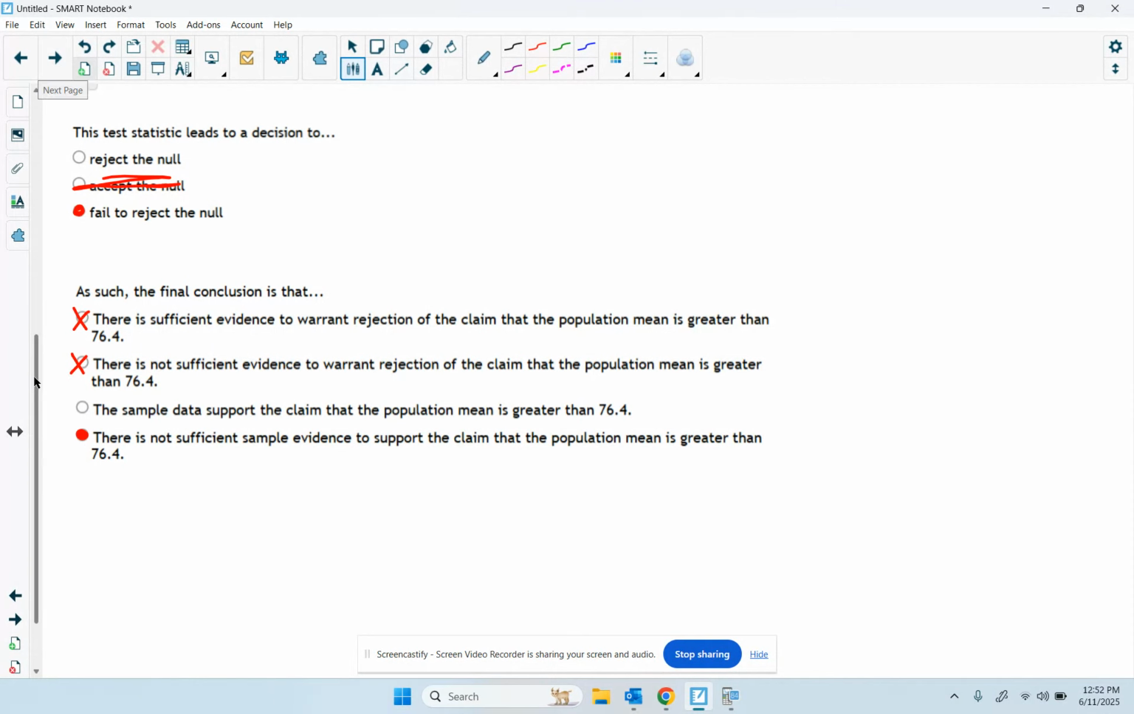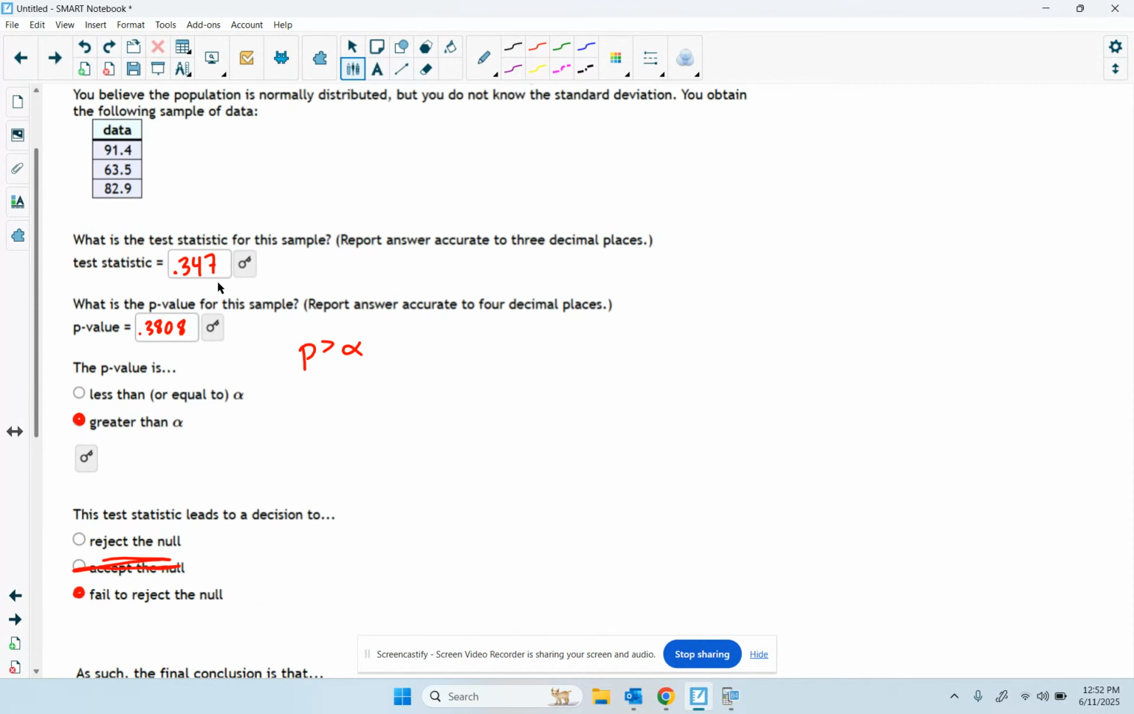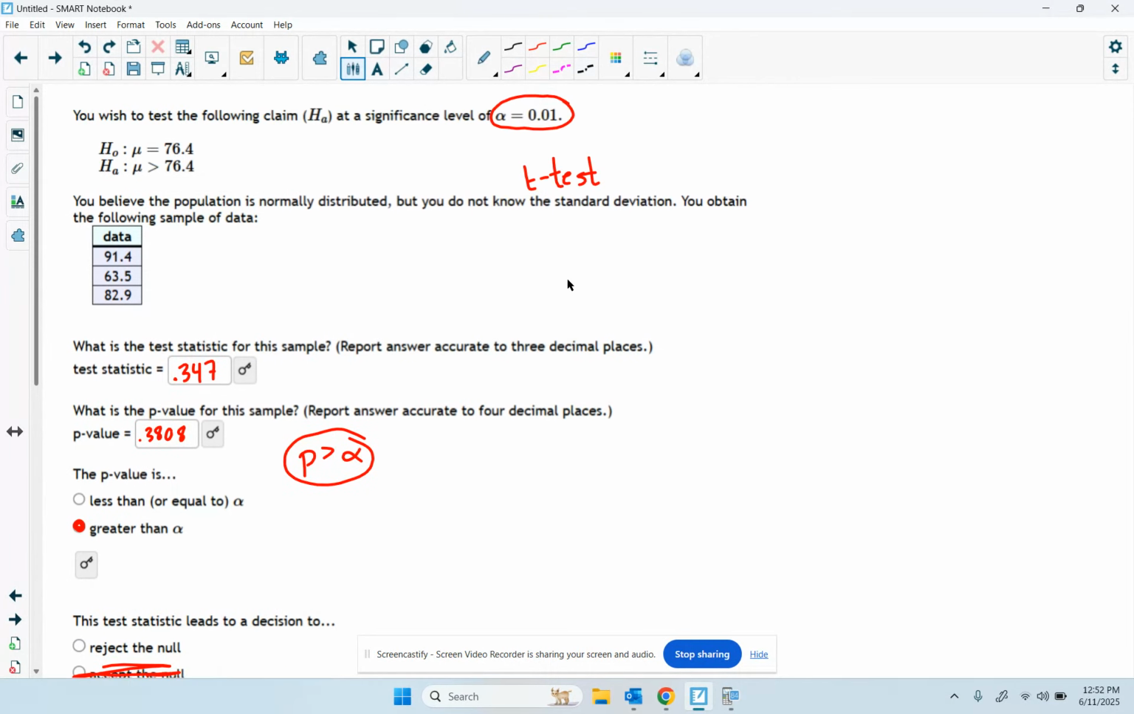And that's really all it comes down to, is just calculating your test statistic, your p-value, comparing your p-value to alpha. Usually alpha will be given. If alpha is not given, then it's implied that alpha equals 0.05. Unless it says otherwise, we assume this. Always write your conclusion in terms of the alternative.